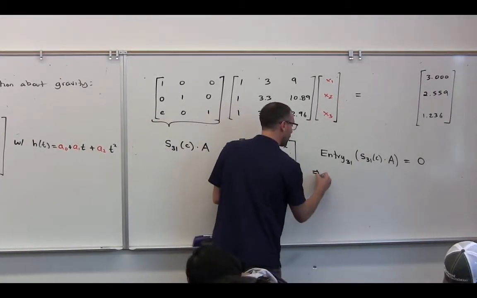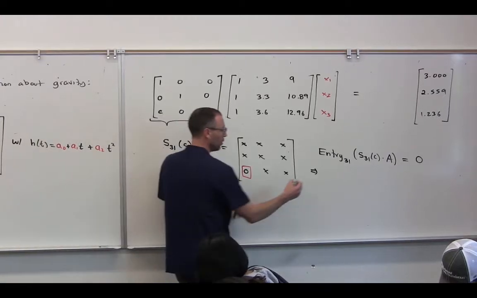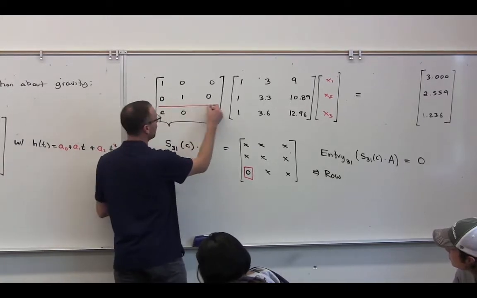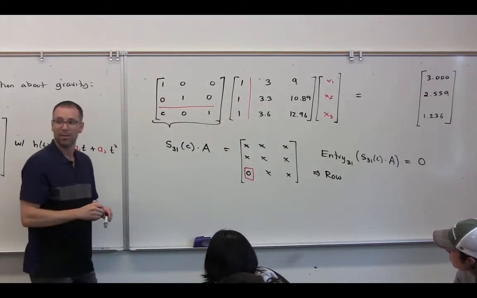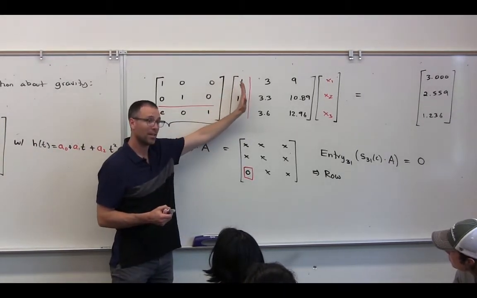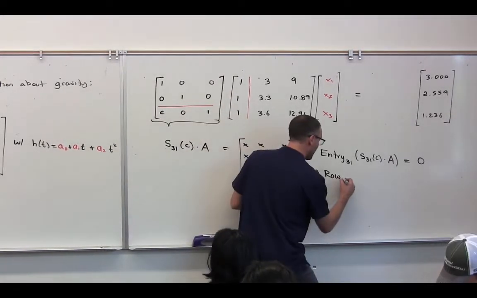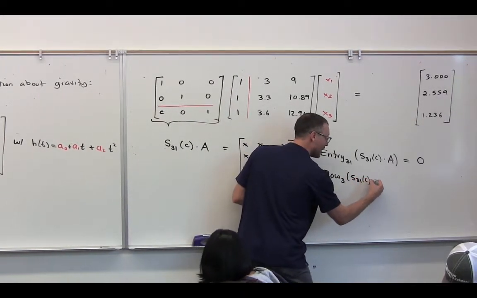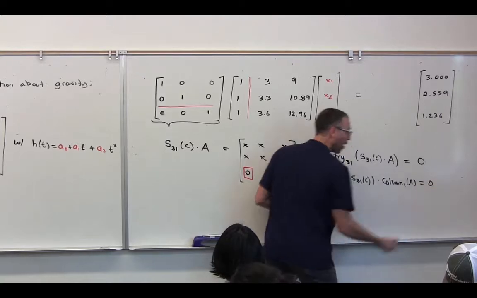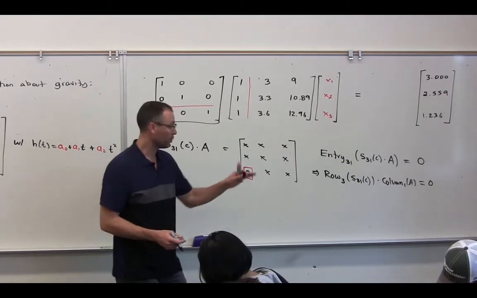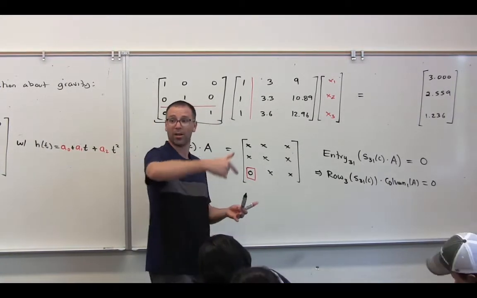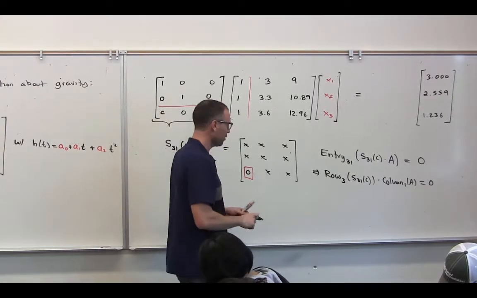Well, what is entry 3,1 of this product? Based on our entry by entry definition, it's going to be row 3 of the left-hand matrix times column 1. So this is going to be row 3 of S31 of C, whatever that is, times column 1 of A. And we know that for sure we want that to be 0. Who told us we want that to be 0? Our friend Drake, right? Because we want to start from the bottom and go up. That's what that song's about, right? Backward substitution, no?